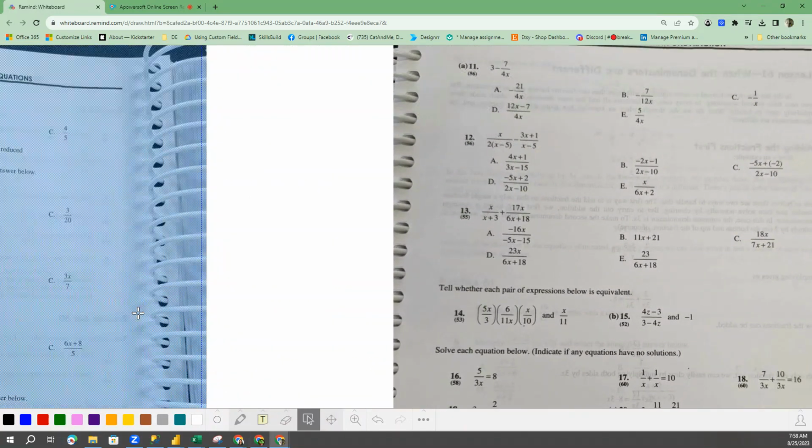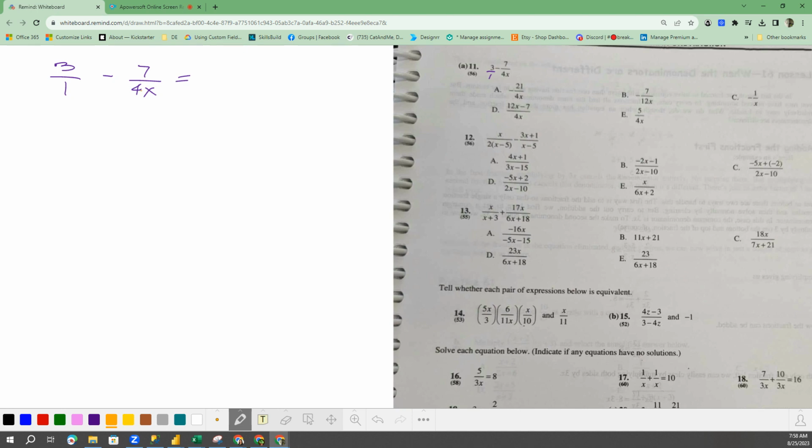Let's continue on. All right, I'm only going to do all the way to 15 because I think the equation ones you're good with. Okay, so number 11. This is subtraction of a whole number and a fraction. So you can write the 3 as 3 over 1. So 3 over 1 minus 7 over 4x. So again, addition and subtraction, this is the one where you have to do the dots if they don't have the same denominators.